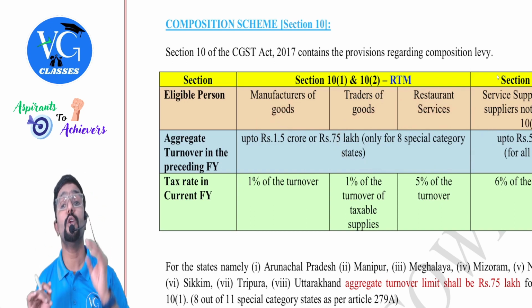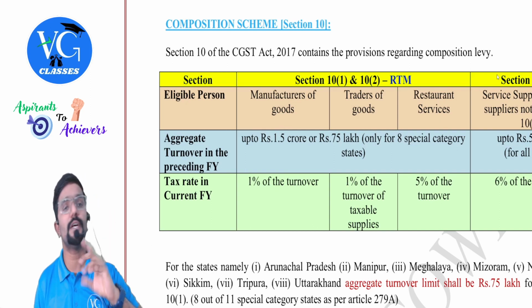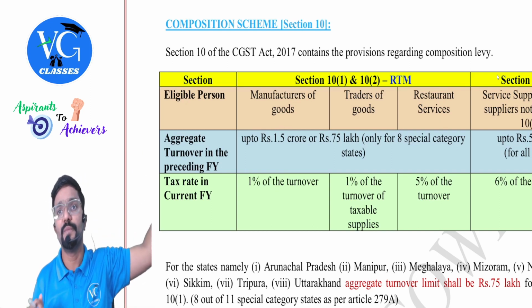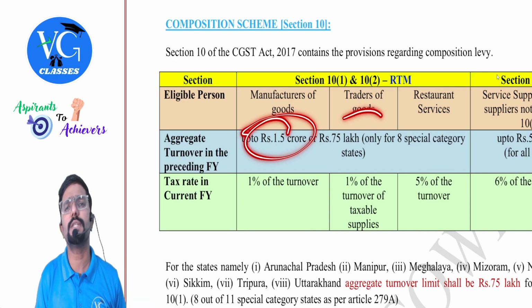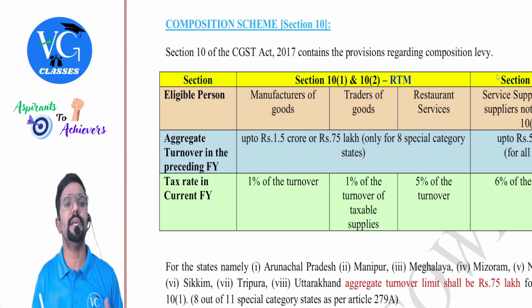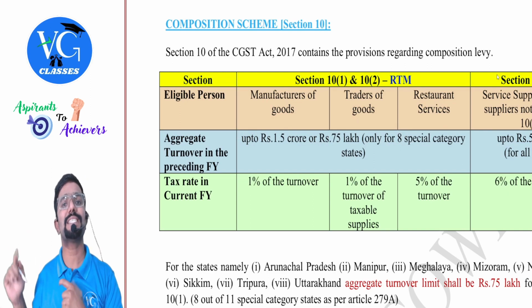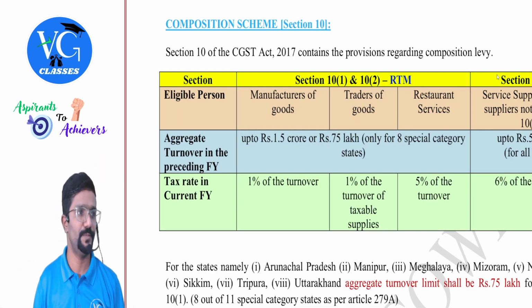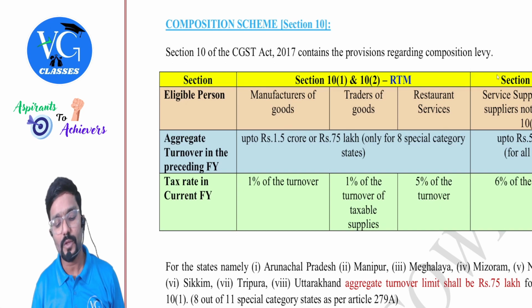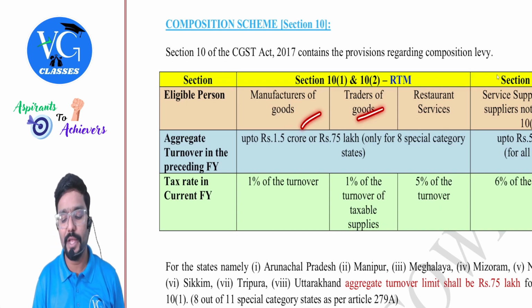So if your aggregate turnover, which turnover, people? Aggregate turnover in the last financial year is up to 1.5 crore or 75 lakh, then in the current year, you are eligible for the composition scheme. That means, can I pay the tax at composition rates? Yes, but quarterly. Sir, what if I'm not doing any of this?